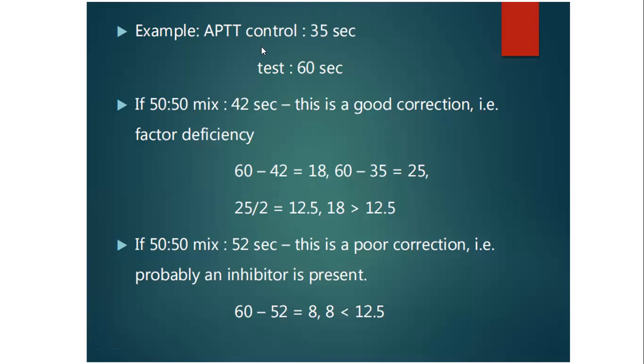Let's say ang APTT control mo, ang control, may ara siya APTT result nga 35 seconds. Right? Sa control naton. Ang control nga plasma, gin-test for APTT, ang iya nga APTT result would be 35 seconds. Ang test sample naman niya, which means ang plasma ng pasyente gin-test for APTT. Tapos ang result is 60 seconds. Uyala, 60 seconds, which means this is not normal anymore. Wait lang gid ha.